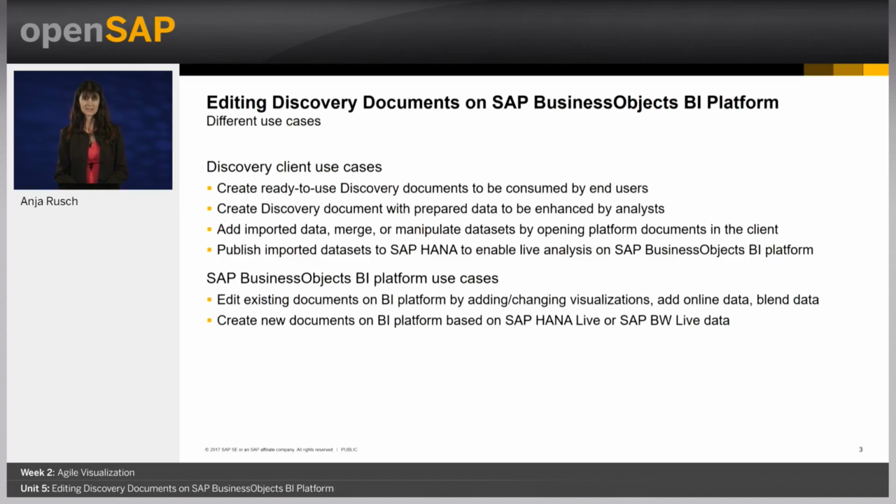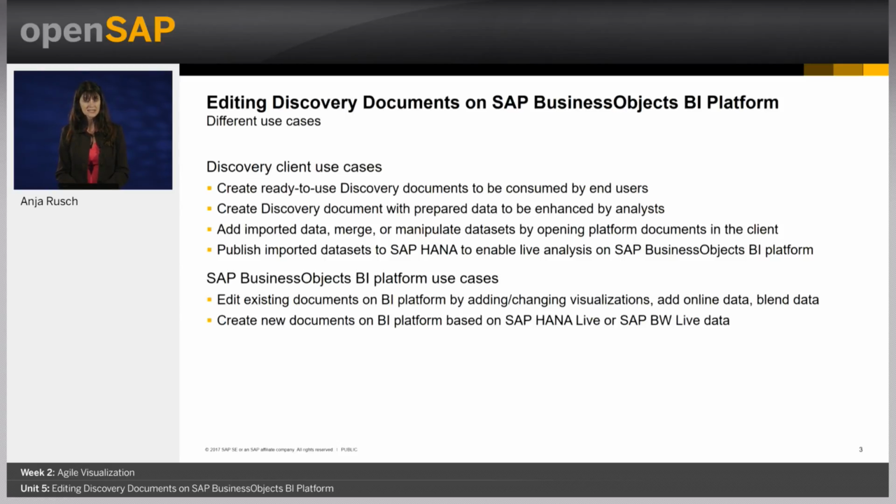What are the different use cases? We can divide the use cases into Discovery Client use cases and platform use cases. The first Discovery Client use case, which you already know, is that you create a ready-to-use discovery document. That's what we did in the last units, and it will be consumed by an end user on the BI platform. This was what you saw in Unit 4. Then we can create a discovery document with prepared data only that can then be enhanced by an analyst. So you don't need the client for the analyst. The analyst can directly work on the platform.